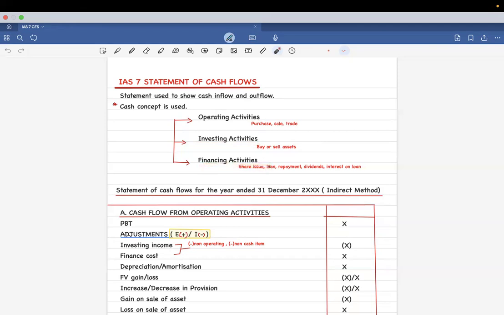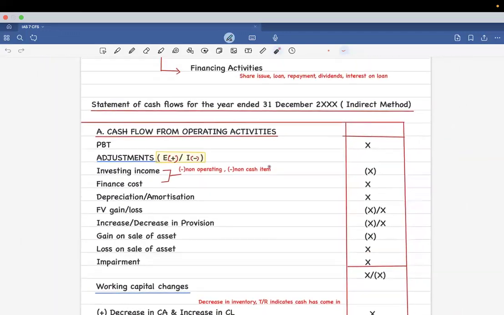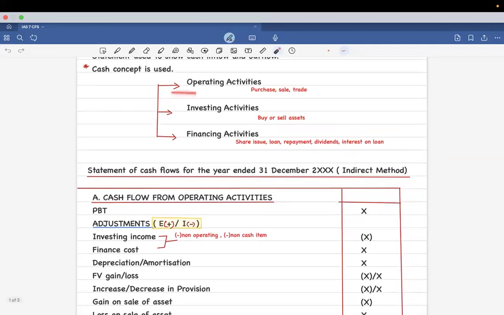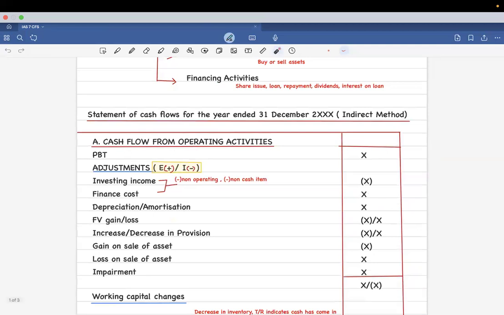So for your FR and SPR purpose, you're going to study only the indirect method. You have studied the direct method in your FA. First, we're going to start with cash flows, which is a mix of these three activities together. So we're starting with A, cash flow from operating activities. For this purpose, first, what we need is the profit before tax. So we are going to bring in the profit before tax.